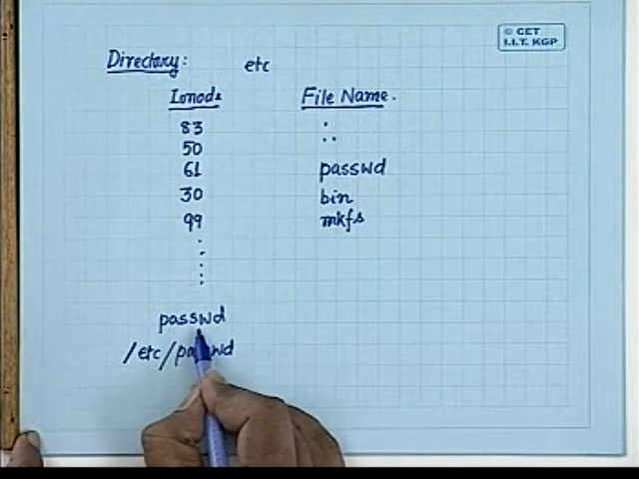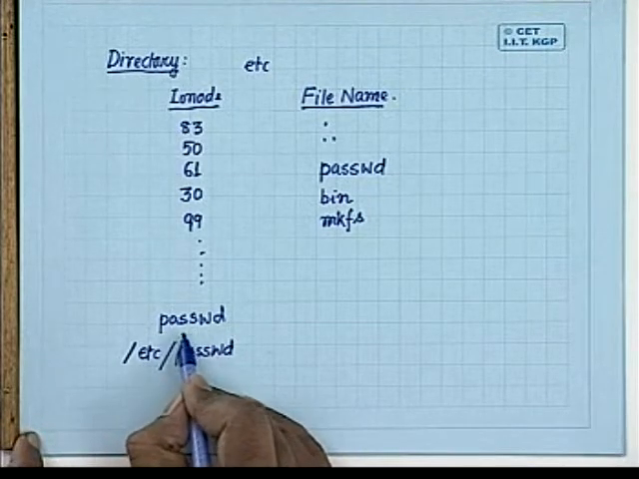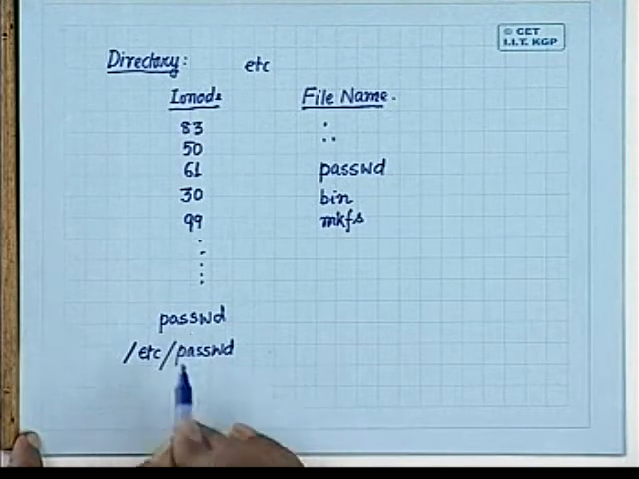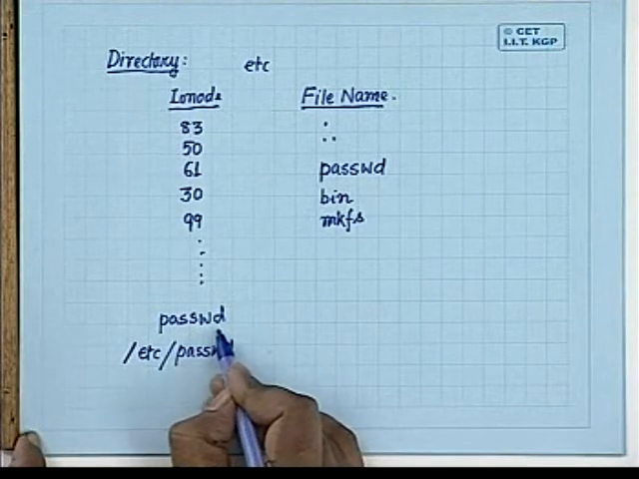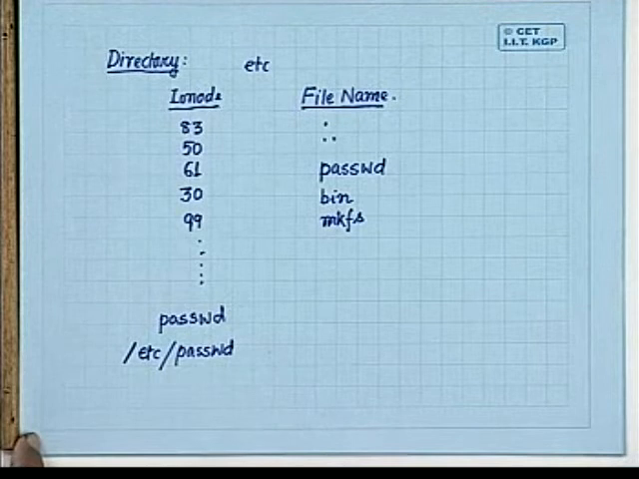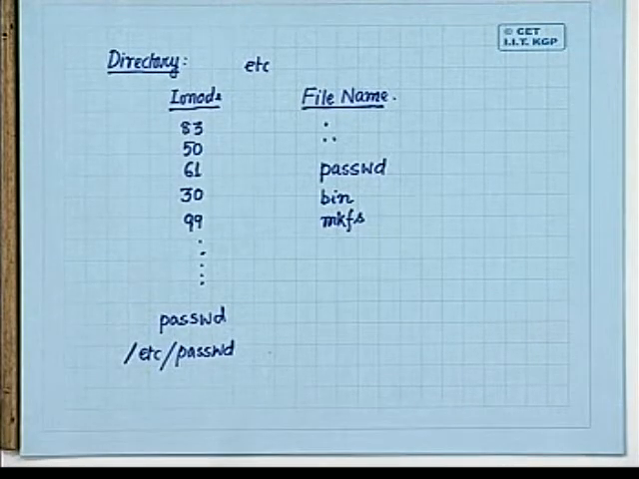Whereas in this case, if we are in the current directory etc, then simply this will indicate that we are looking for the password file within the current directory. So I can specify a file name either like this or like this. Whichever way I specify the file, I have to find out what is the inode number of the corresponding file or the corresponding directory which we are interested in.